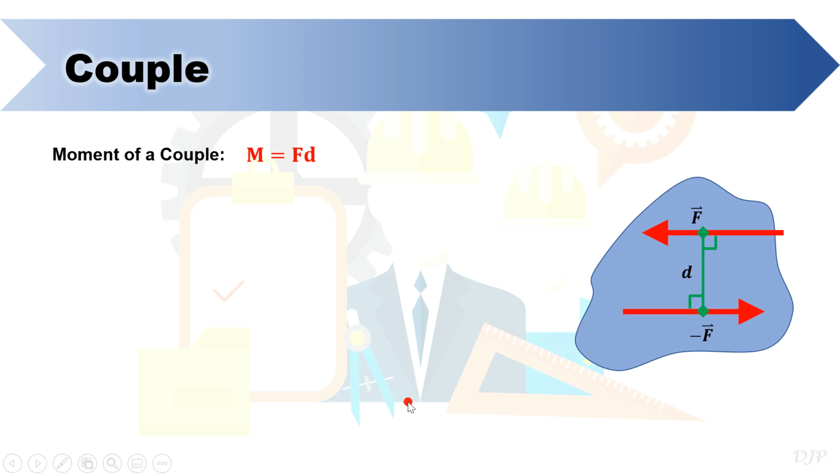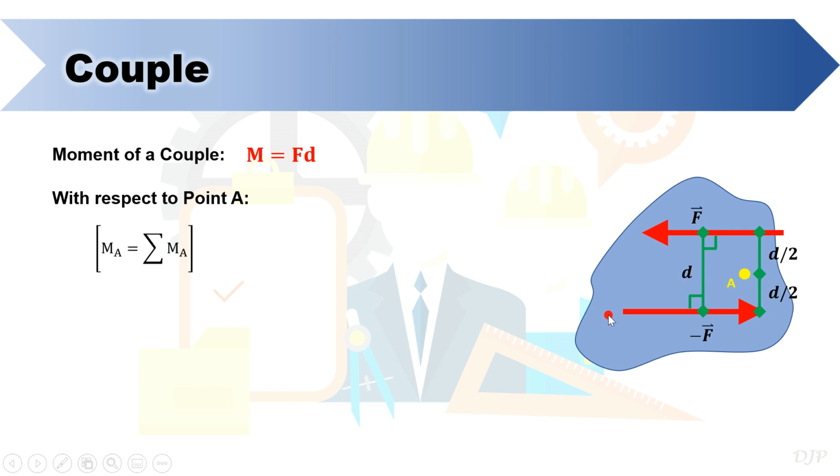Considering the same force system, let's use point A as our moment center located in between the two forces. So by summing moments about point A, we can express the total moment as the moment due to the force above point A and the moment due to the force below point A. By simplification, we now have M sub A is equal to force times d, which is the same as the formula of the moment of a couple.